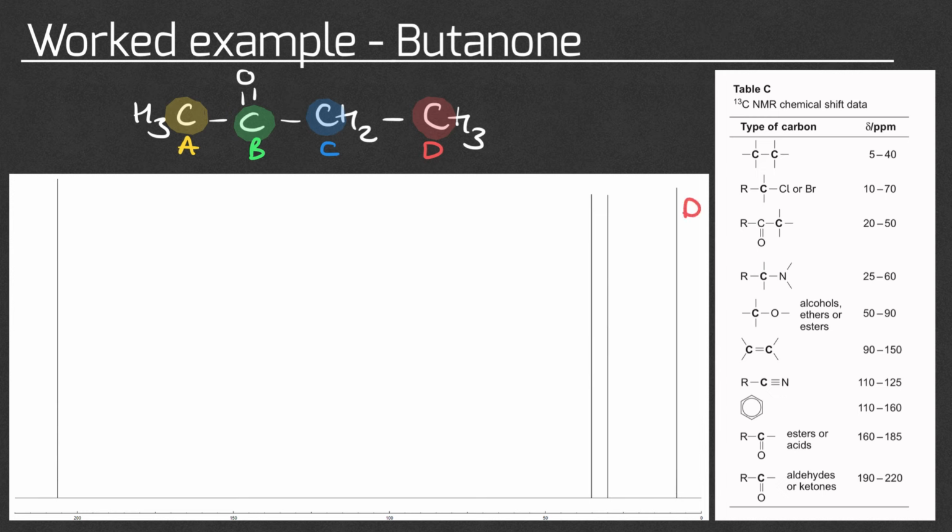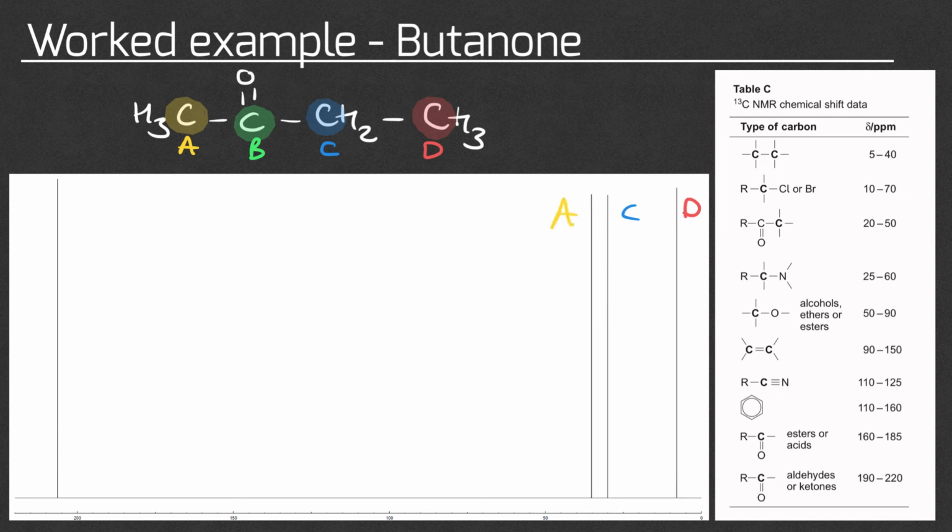This peak here would be environment D. That is because D has got the least effect of electronegative groups nearby, so it's the furthest away from the oxygen, which we know is electronegative, therefore we'll find it furthest to the right. It also makes sense, as D is around 10 ppm, which is well within the range for a C-C carbon, which D is. So D is the first one we can assign.